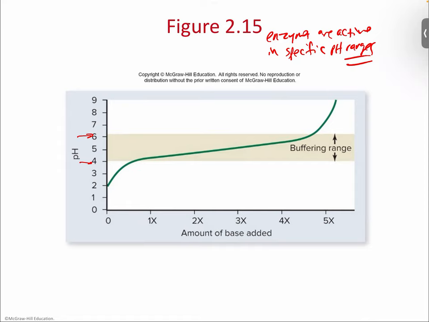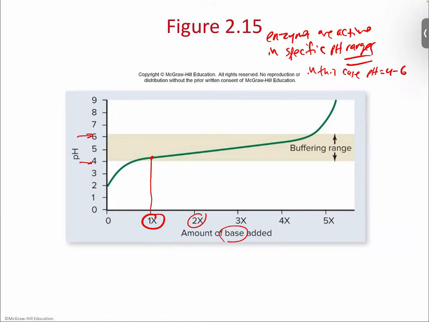So for instance, let's say this enzyme is only going to be active in a pH of 4 to 6. That's its range of activity. So let's take a look at this then. Here we have on the y-axis our pH, and on the x-axis we have a base. We're adding a base. You could also easily add an acid. So in this case, we're going to add a certain volume of base, and we're going to measure the pH. And in a good buffer, you'll notice that you've barely eked over a pH of 4. So you're way, way early in your pH range, okay? So this enzyme would be active at this point.